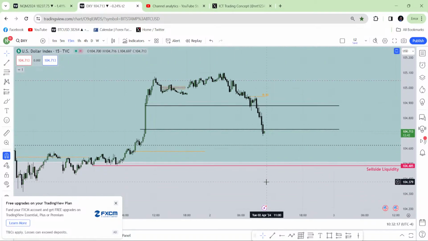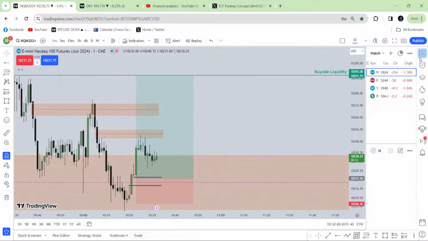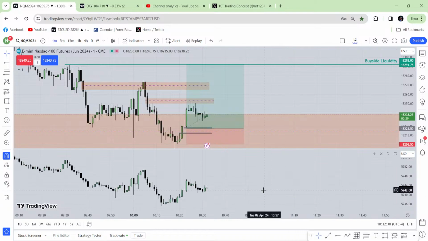Dollar keeps falling toward that sell side liquidity. It's struggling to go higher. So Nasdaq is kind of dumped today and yesterday as well and Thursday.